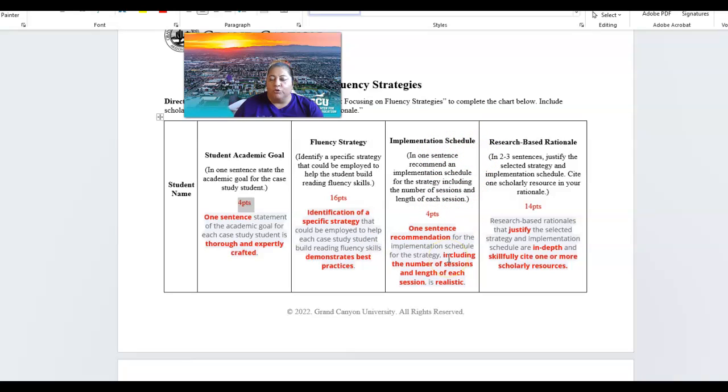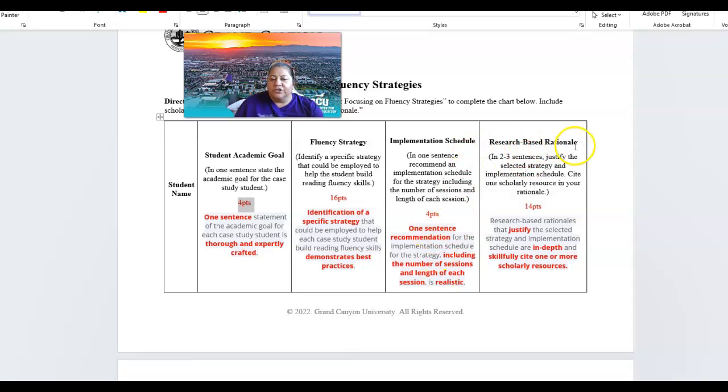And then implementation schedule. This again you do have to have, it's 4 points, but you do need to tell me how many sessions you are going to have doing this strategy. And then realistic, meaning you can't say, I'm going to do it 3 hours for one day. You don't have 3 hours as a teacher to spend with one-on-one students. So how many times will you meet with them during the week? How often will that be? How long are you going to be doing this strategy? That's what you need to put in here.